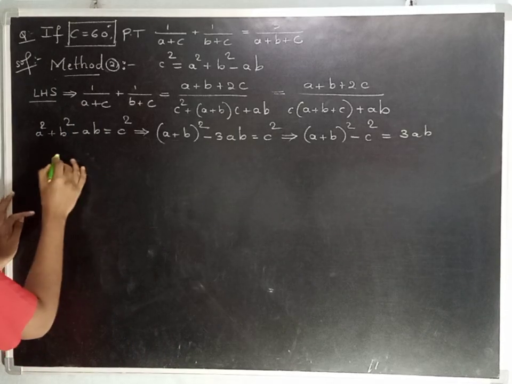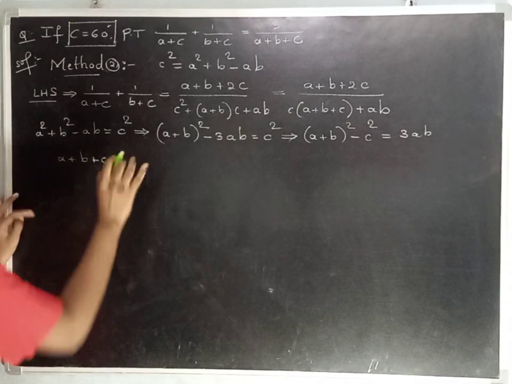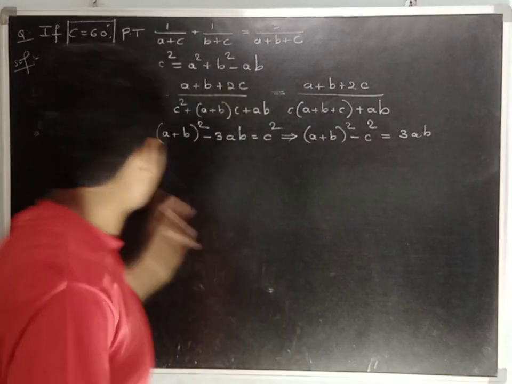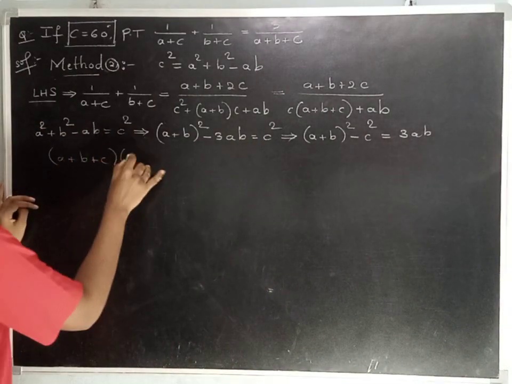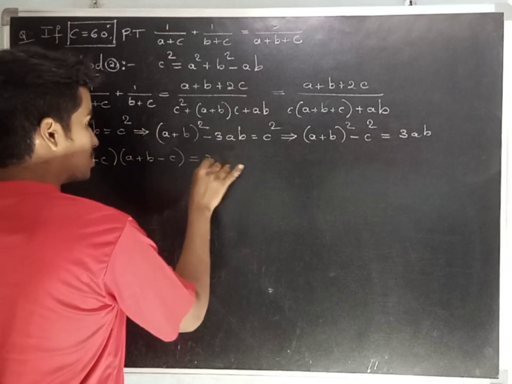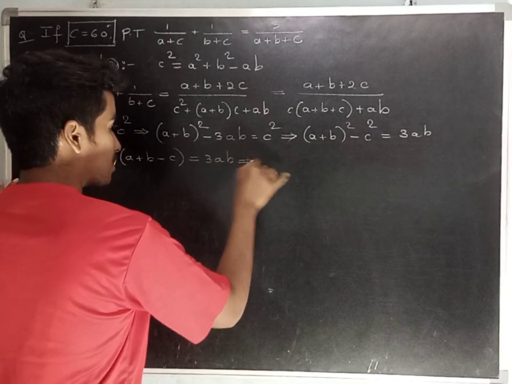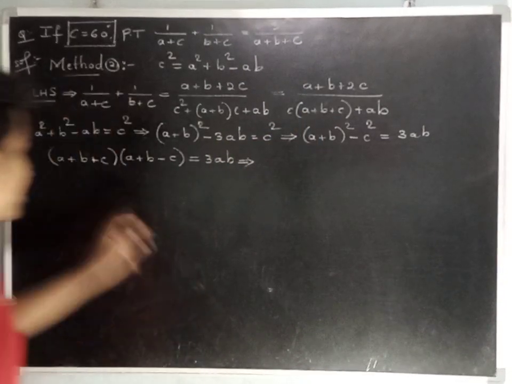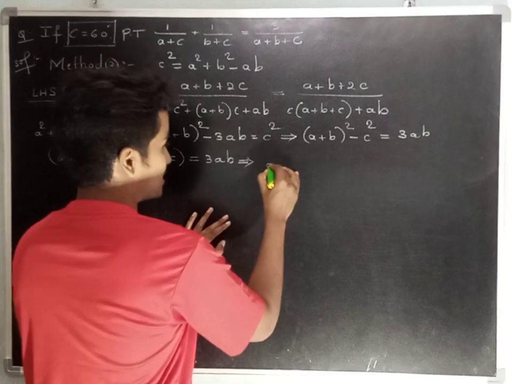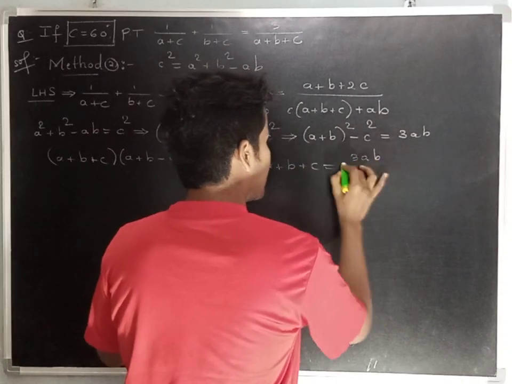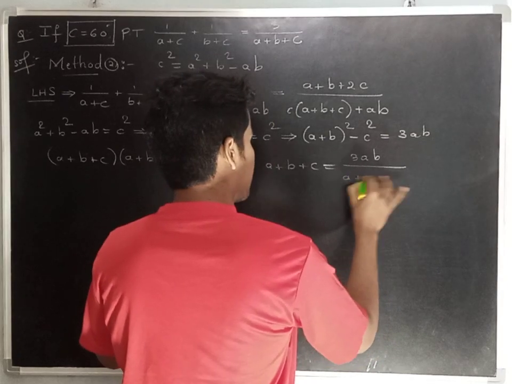Next, a plus b whole square minus c square is of the a square minus b square form: a square minus b square is a plus b into a minus b. So a plus b plus c into a plus b minus c is equal to 3ab. Here we have a plus b plus c. A plus b plus c can be written as 3ab by a plus b minus c.